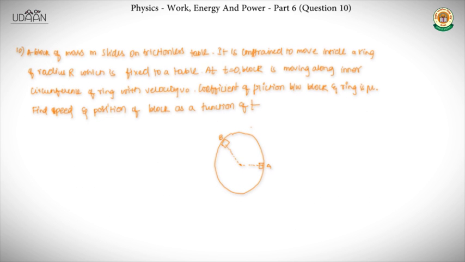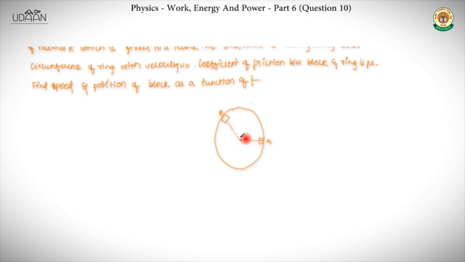Initially they have given the upper view of the table. Let us assume the block is initially at position A, and at any instant the block has moved to point B and traversed an angle theta. The radius is given as r. Let the velocity at position B be v, and initially the velocity of the body at position A is v naught.